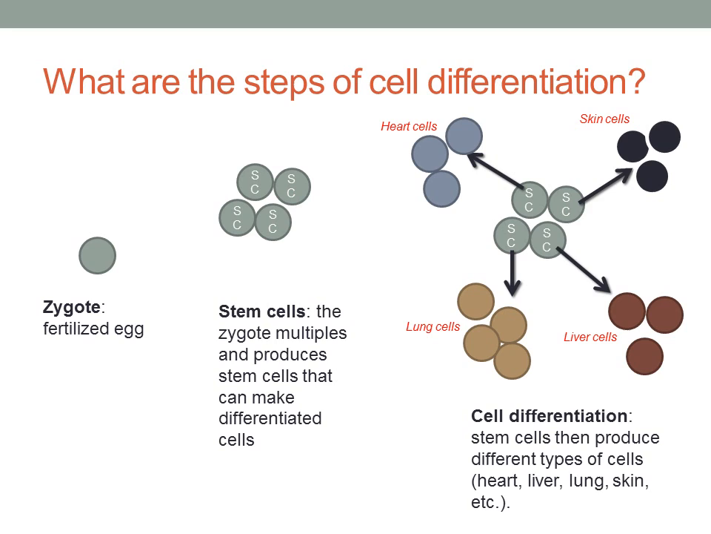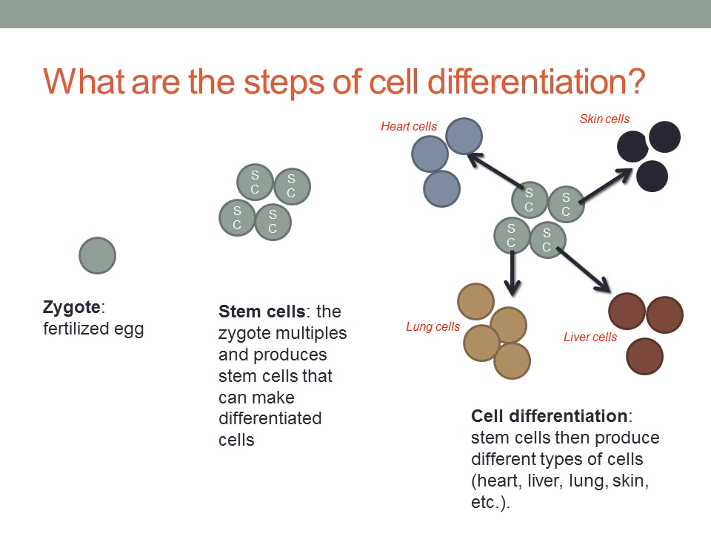So the best answer for this one would be A, a gene is a segment of a DNA strand. The next topic we're going over is cell differentiation. So remember that when a sperm and an egg come together, it becomes a fertilized egg, which we call a zygote. When the zygote multiplies, it produces stem cells, which you see in the second picture. These stem cells can then produce differentiated cells. That leads us to the third step, which is called cell differentiation.